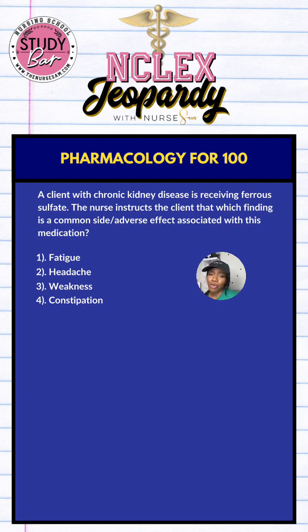It says a client with chronic kidney disease is receiving ferrous sulfate. What is ferrous sulfate, by the way? Let me know. It says the nurse instructs the client that the finding is a common side effect or adverse effect associated with this medication. Is it 1, fatigue, 2, headache, 3, weakness, or 4, constipation?